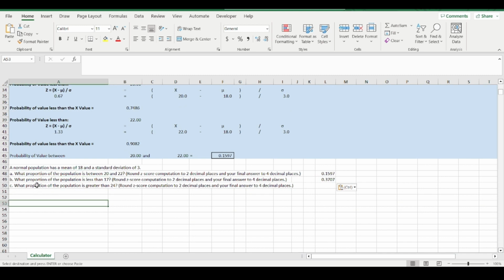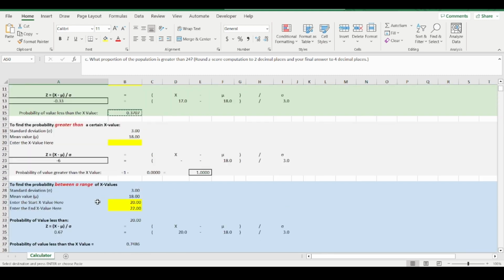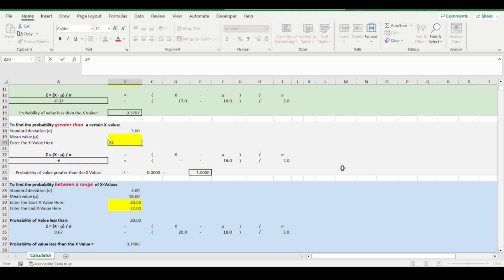Okay, last question, what proportion of the population is greater than 24? Well, that's the second bit of the calculation of the calculator here. Just put 24 in there. And there we have it. So the way you can view this is that the number of values which are less than 24 is that value there. So 97.72% are less than 24.